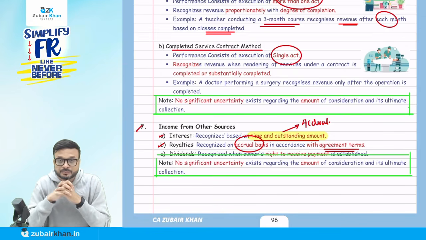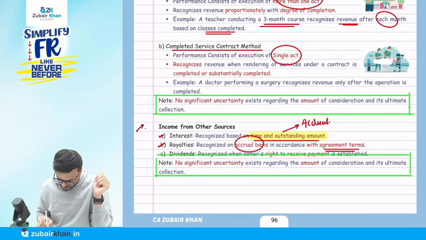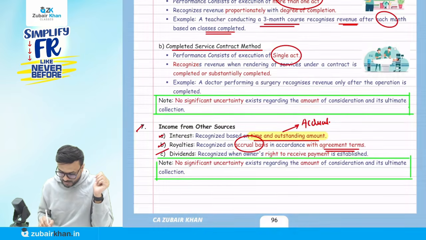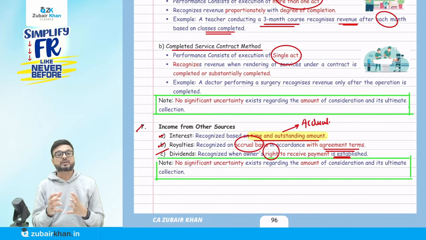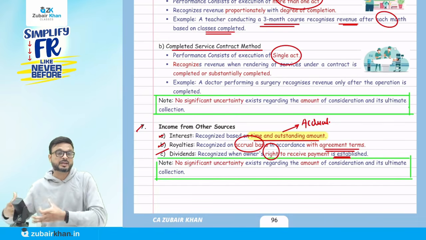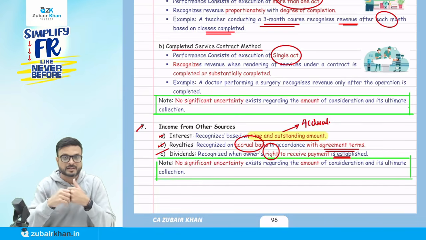They say dividend. Okay, what do they say in this? Just give me a minute. Okay. In point number C, they say recognize when the owner's right to receive payment is established. What is the owner's right to receive? It means when the dividend is declared by the company. Once it is declared, the shareholder has the right to receive the dividend. So once they declare the dividend, then we can recognize the revenue in the books of account.